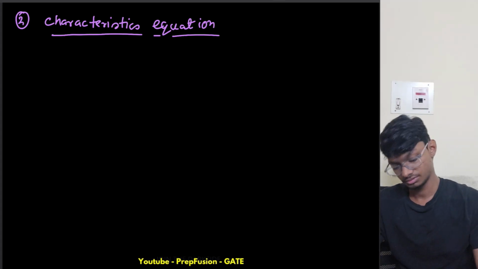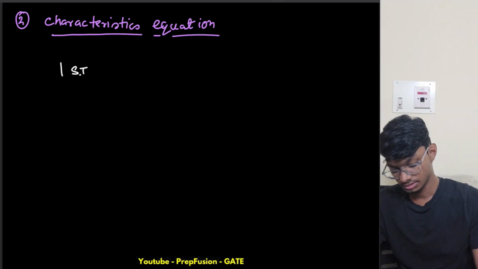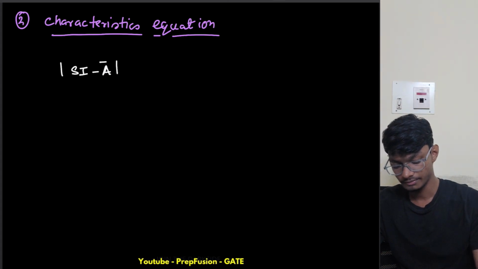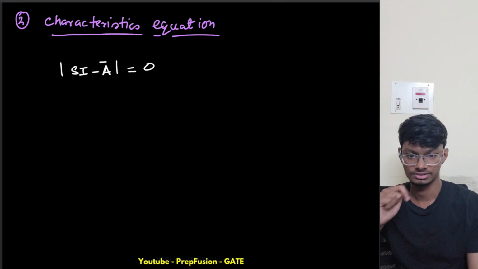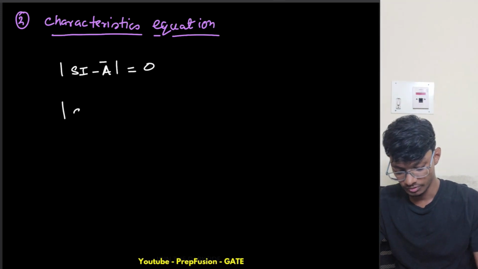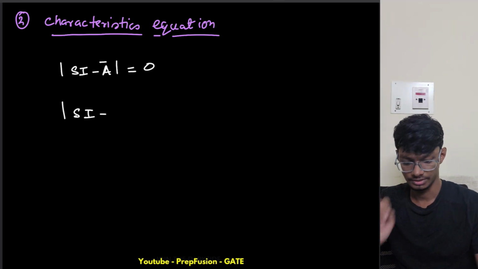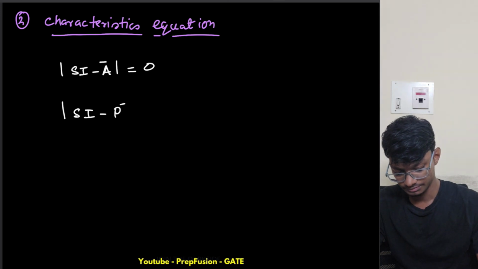What is the characteristic equation? It is determinant of SI minus A bar should be equal to 0. This is my new characteristic equation. So I will replace this. What is my A bar? A bar is P inverse AP, right? So it is P inverse AP, which is equal to 0.